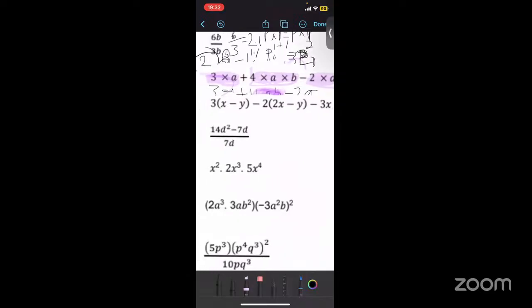Okay, so guys, when you have something like this, it's not difficult. It's just that you have a lot of things in one expression. So what you need to do is work with it individually. So let's first look at 3 into x minus y.